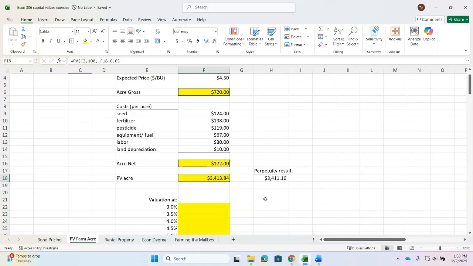Now, I want to do the same kind. So this land is worth $3,400. Now, you might see that it's sold for a little bit more than 3,400 because there is some optionality in the value.